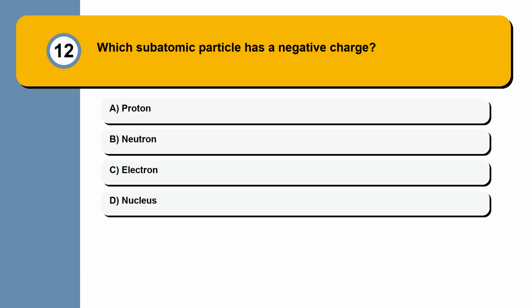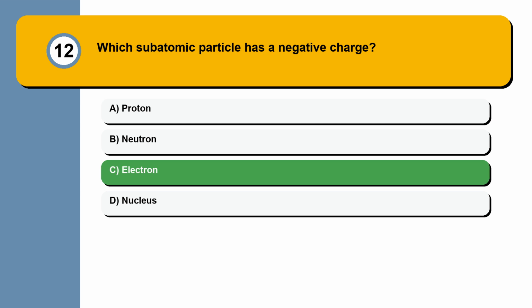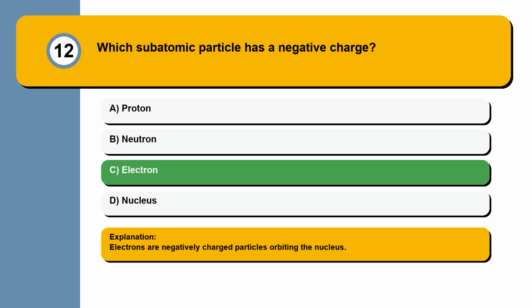Question 12. Which subatomic particle has a negative charge? Proton, neutron, electron, nucleus. Electrons are negatively charged particles orbiting the nucleus.